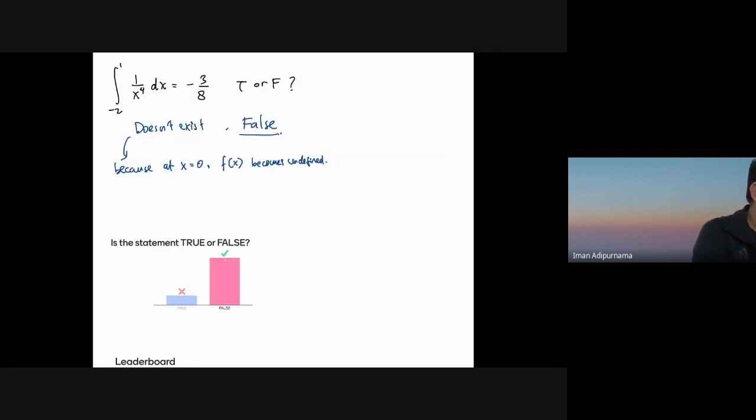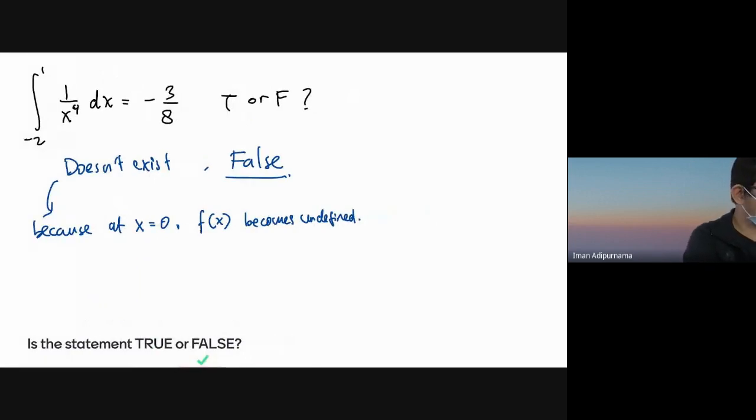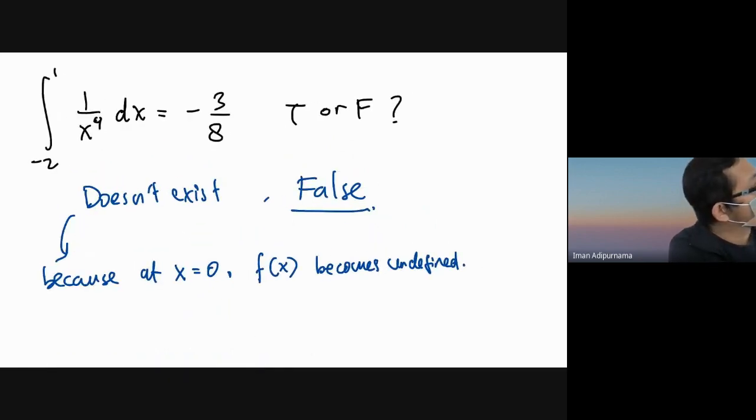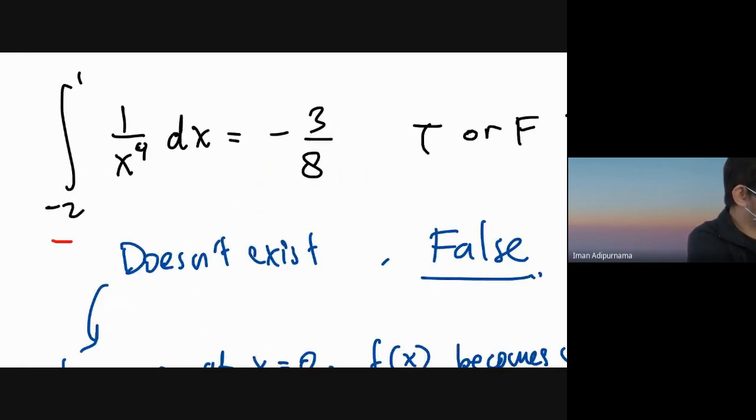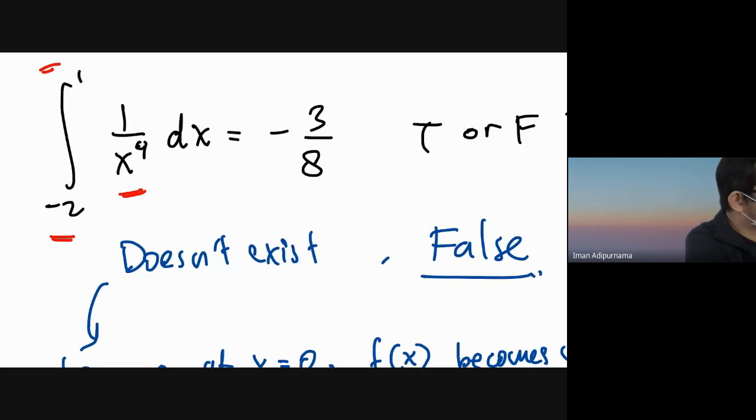Let me start with our Friday feedback. So we start from this statement, and the question is asking whether the statement is true or false. If we look at the statement, it starts with the integration from -2 until 1, and the function is 1 over x with power of 4. If you just do the integration and calculate, you will get -3 over 8.